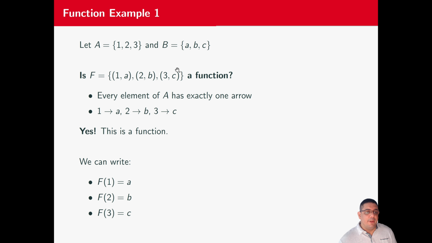Now, another example, consider the set A equals {1, 2, 3} and B equals {a, b, c}. Now, we want to consider: is f, the set of the pairs (1, a), (2, b), and (3, c), a function? Well, if you consider, every element of A has exactly one arrow. 1 is going to a, 2 is going to b, and 3 is going to c. So yes, this is a function. And we can write f(1) is a, f(2) is b, and f(3) is c.